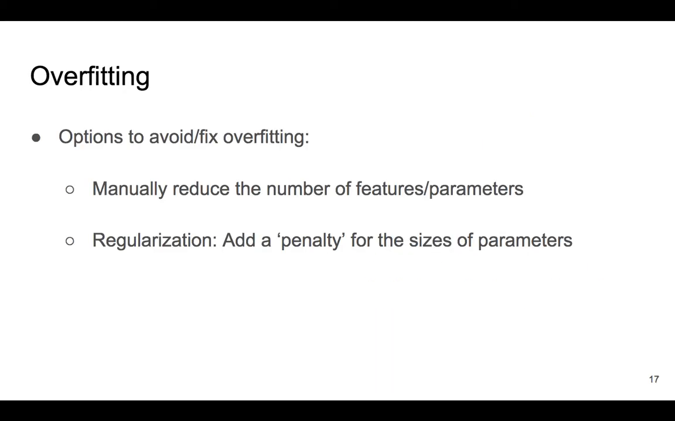So what should we do to avoid or fix overfitting? Usually there are two options. One, manually reduce the number of features or parameters, like using physics to remove features that we believe have little effects on the measurement of particle energy. Two, we employ a method called regularization, which adds a penalty for the sizes of parameters.